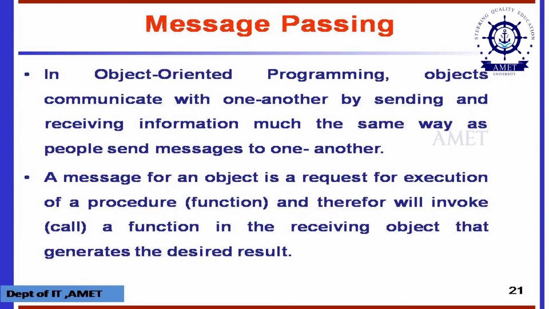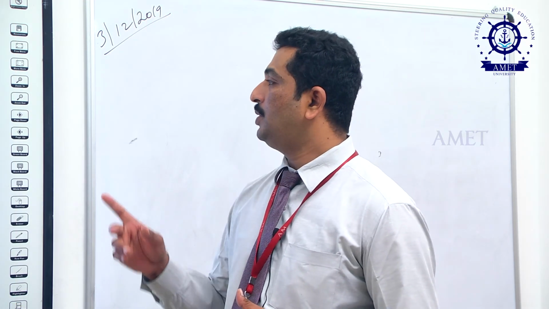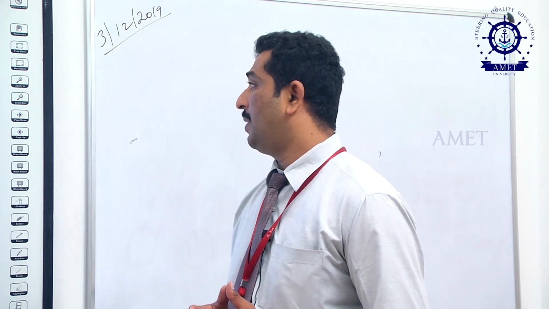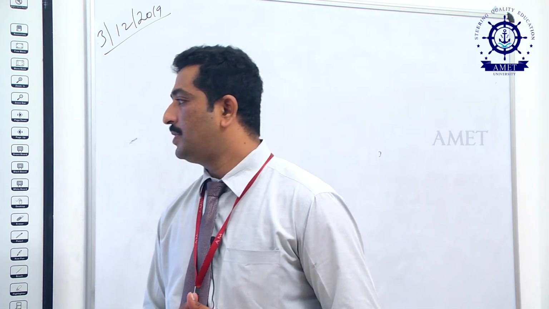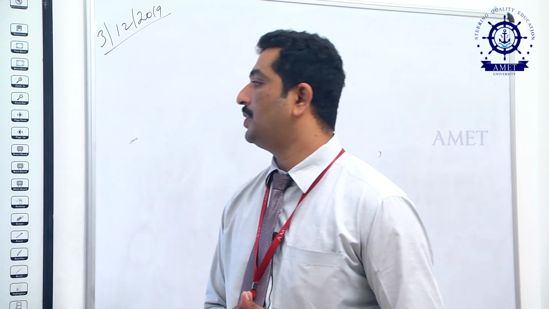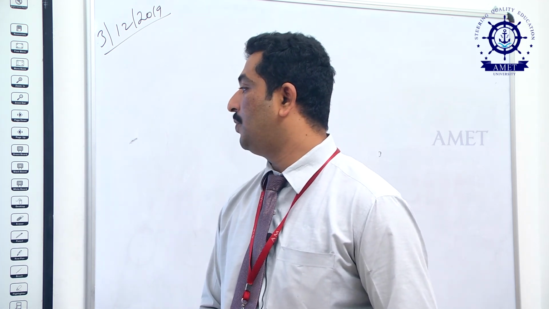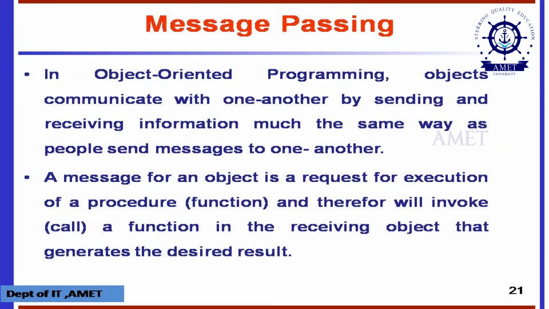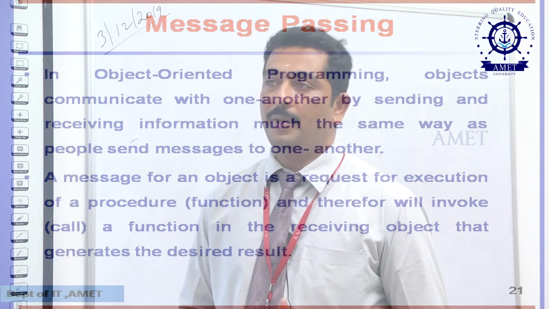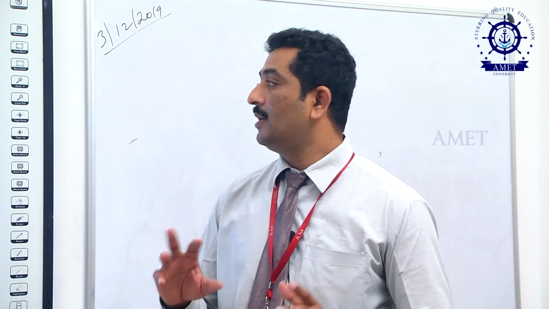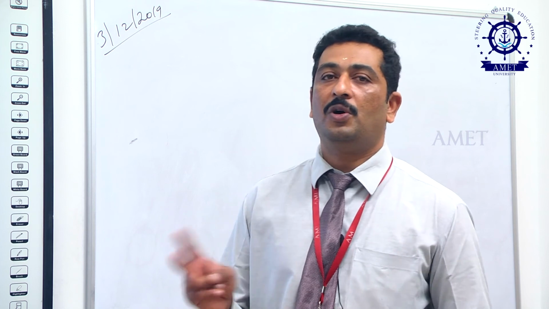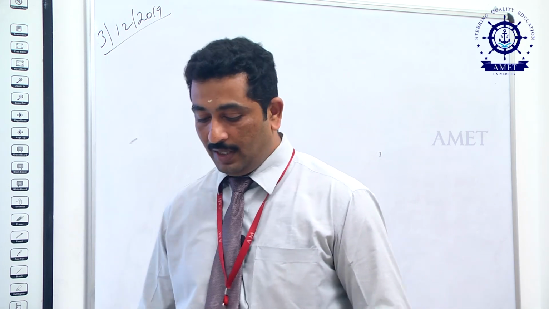The next is called message passing. The communication between two objects is called message passing. In object oriented programming, objects communicate with one another by sending and receiving information, the same way people send messages to one another. A message for an object is a request for execution of a procedure, and therefore will invoke a function in the receiving object to generate the desired result. Suppose in a program we declare more than one object, and one object sends a request to another object; that is called message passing.